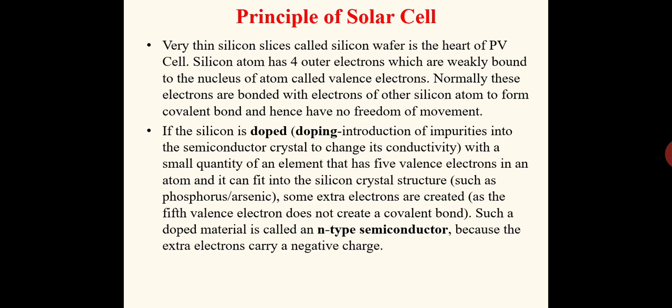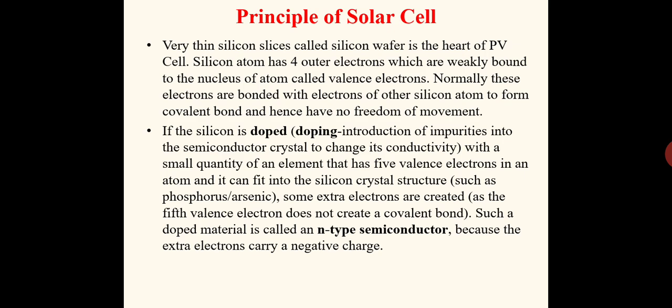So we know that silicon has only 4 valence electrons. These 4 valence electrons will form covalent bonds with the valence electrons of the phosphorus or arsenic. So definitely one electron will be free to move, one electron will be there without bonding. Some extra electrons are created as the fifth valence electron does not create a covalent bond. Such a doped material is called an N-type semiconductor.